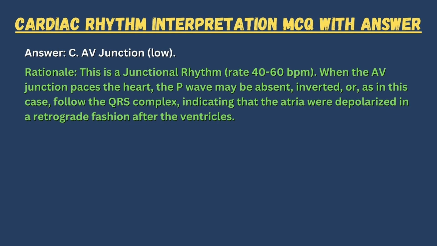Rationale: this is a junctional rhythm, rate 40 to 60 beats per minute. When the AV junction paces the heart, the P wave may be absent, inverted, or, as in this case, follow the QRS complex, indicating that the atria were depolarized in a retrograde fashion after the ventricles.